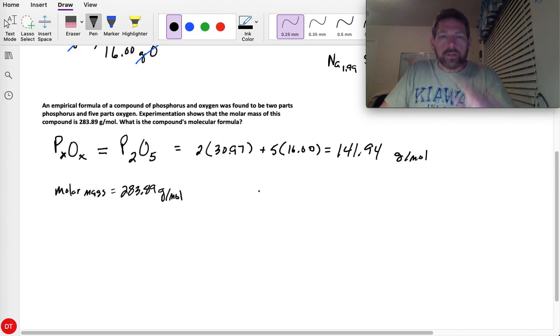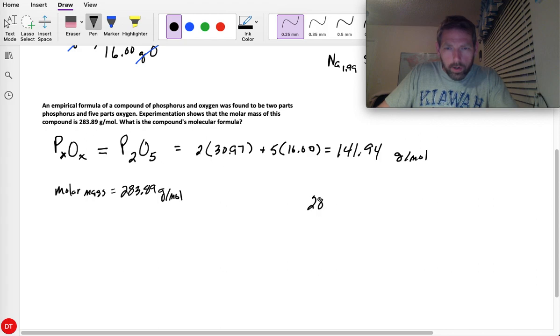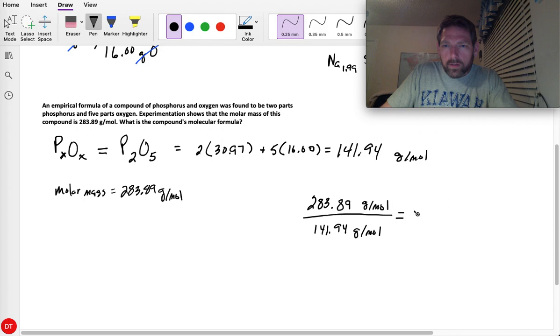I'm trying to think. You've got 283.89 grams per mole. If we were to divide that out by 141.94 grams per mole, that would tell us how much of that we have.